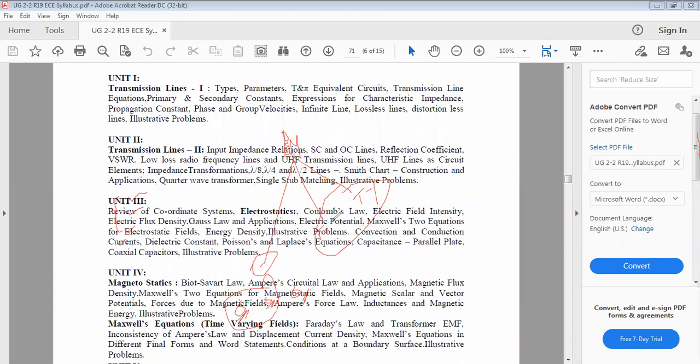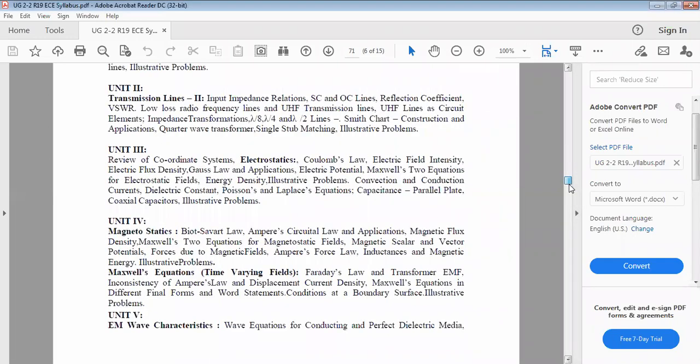This is the transmission line 1, and this is the transmission line 2. These are the 5 units we are always dealing with. And see here, unit 3, unit 4, unit 5.